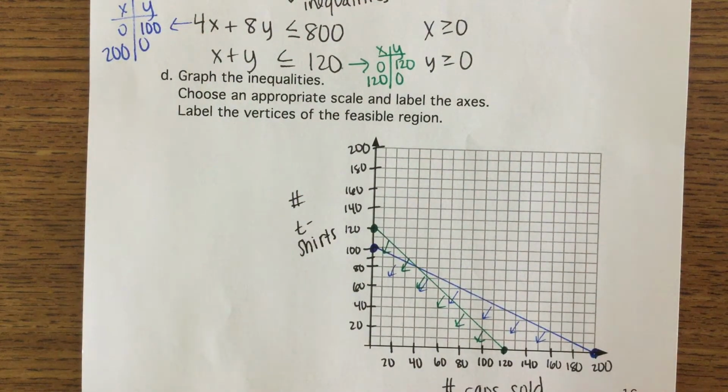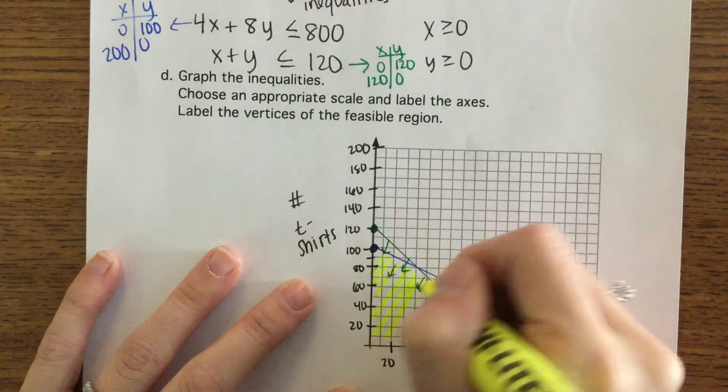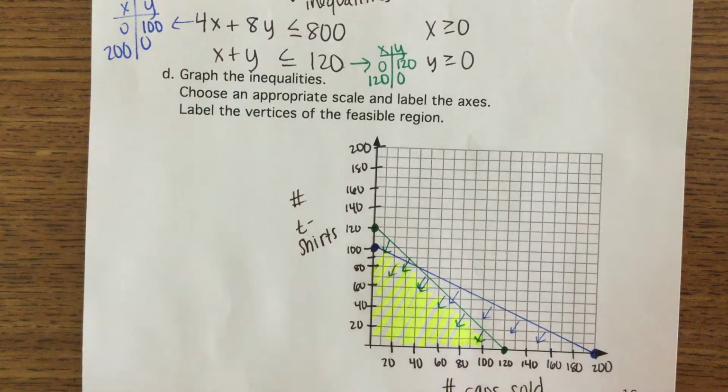Okay, ultimately, what are we looking for on our graph? What is the region called where they intersect, the shadings? I said this in the video yesterday. The feasible region. So that is our feasible region.